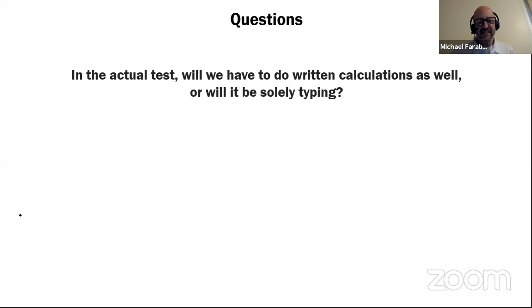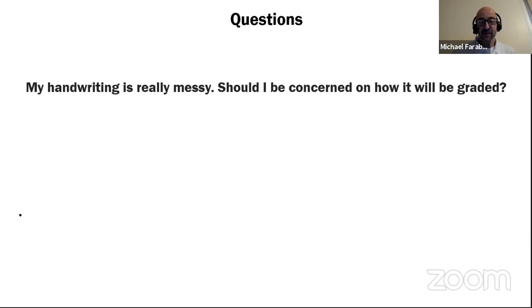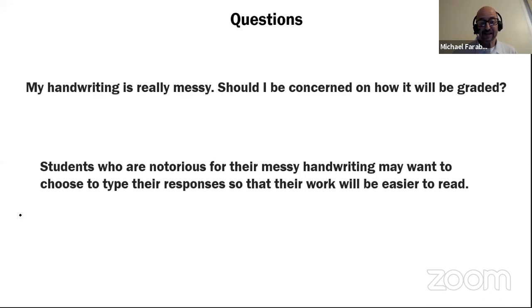In the actual test, will we have to do written calculations as well, or will it be solely typing? It's both. You should expect a variety of question types. Some questions require a numerical answer with calculations shown, and some questions will require an explanation in words. My handwriting is really messy. Should I be concerned on how it is graded? Well, if you're notorious for messy handwriting, then you may want to choose to type your responses so the work will be easier to read.